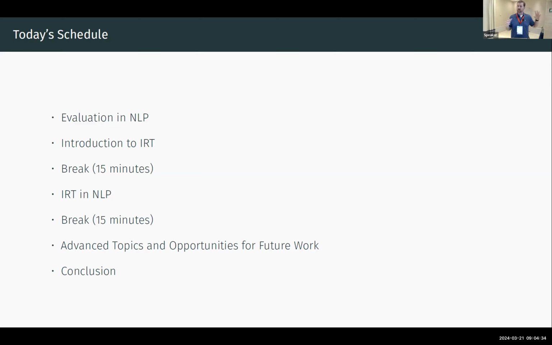We're going to start with a general introduction to evaluation in NLP, then move into an introduction to item response theory. We'll talk about the different types of models that fit into IRT, how they're fit, the data you use, and look at some examples both in slides and in the code. Then we'll take a 15-minute break. There's water and hopefully coffee outside as well. Then we'll look at a deeper dive into specific examples of how you can use item response theory in different natural language processing problems. Another 15-minute break for coffee and restrooms. We'll wrap up with some advanced topics, some opportunities for future work, and some concluding remarks, and be out of here by 12:30.